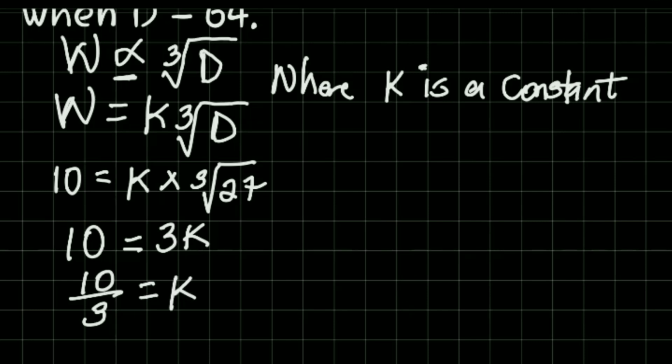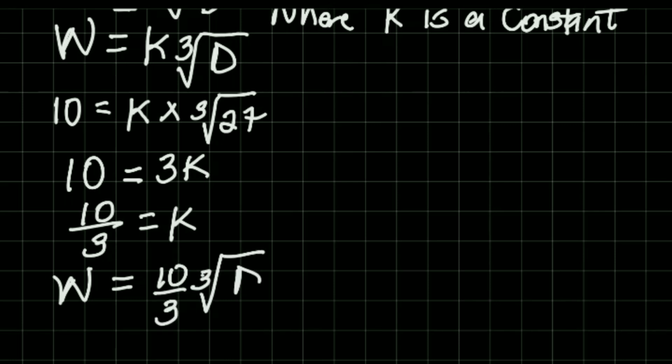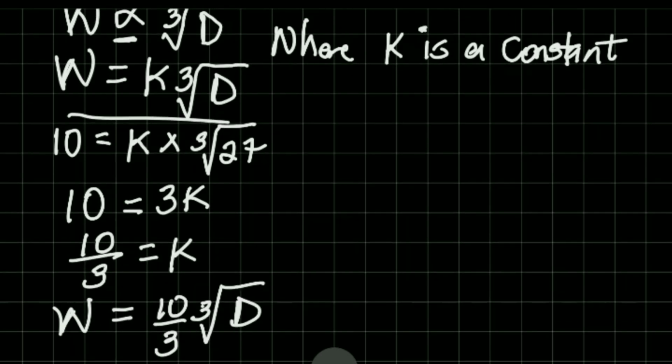So we say that the law connecting them, the formula now, will be W equals 10 over 3 times the cube root of D. We have just substituted the value of K here. So with this single equation now, we can solve all types of problems relating to this particular question. And so the question here is, find the value of W when D is 64.